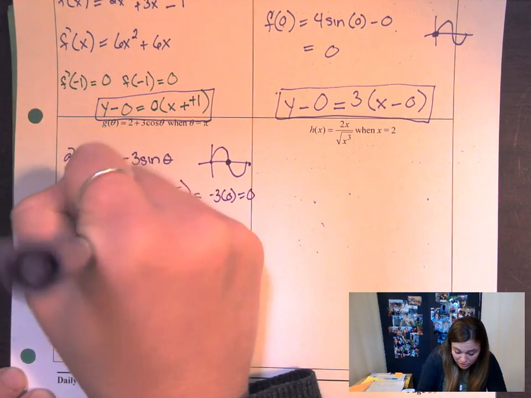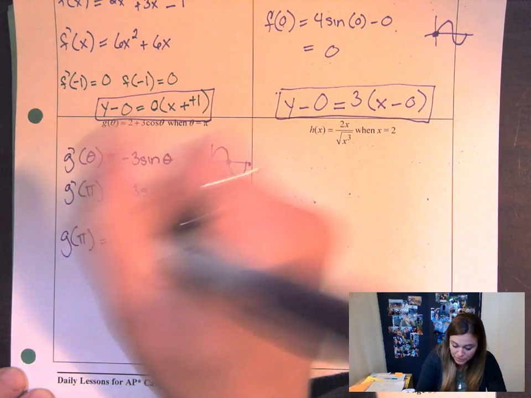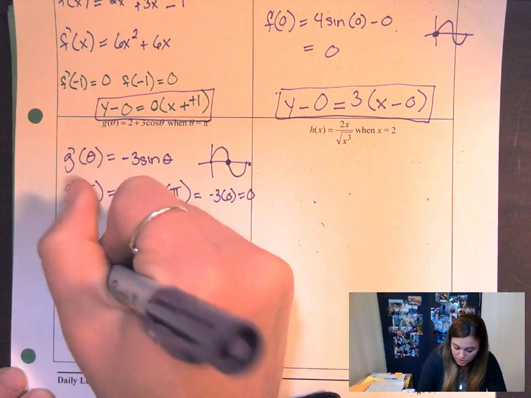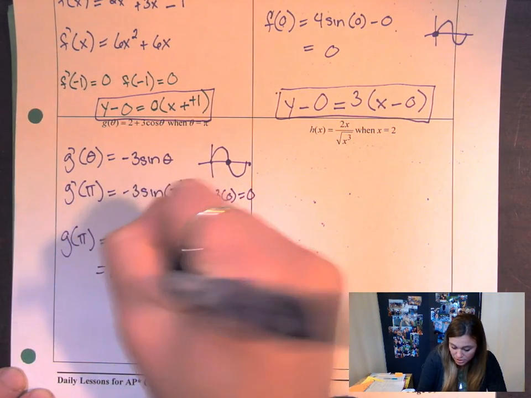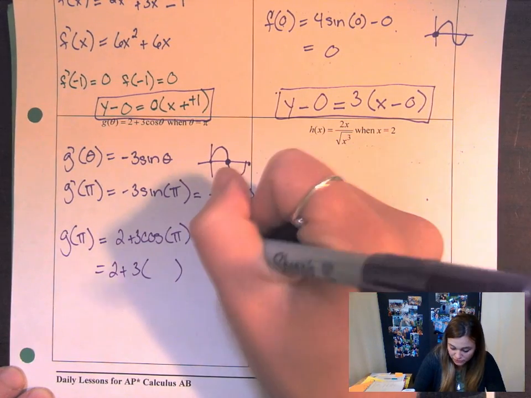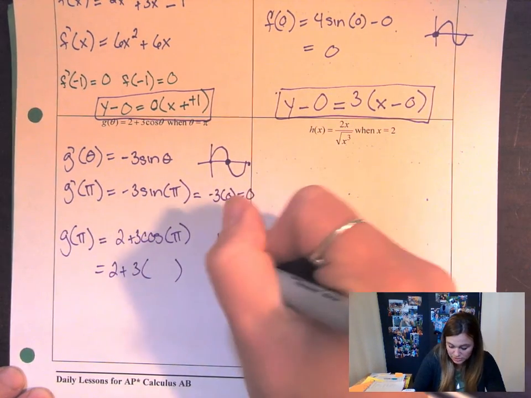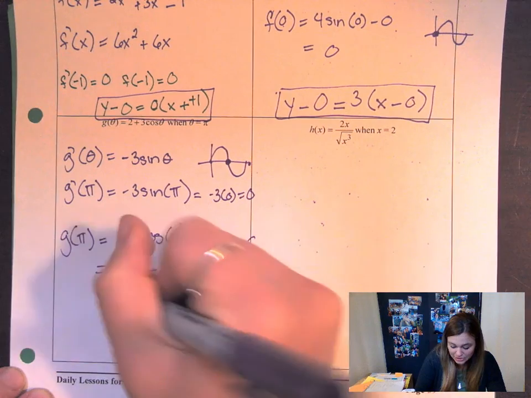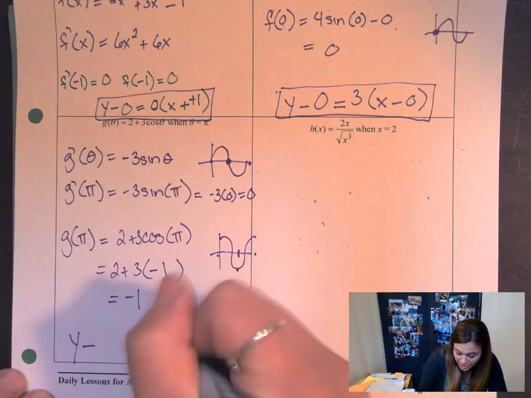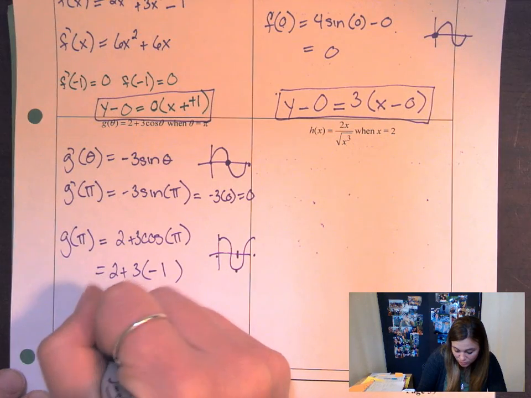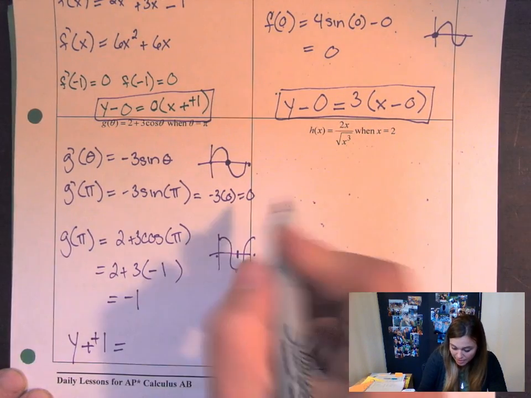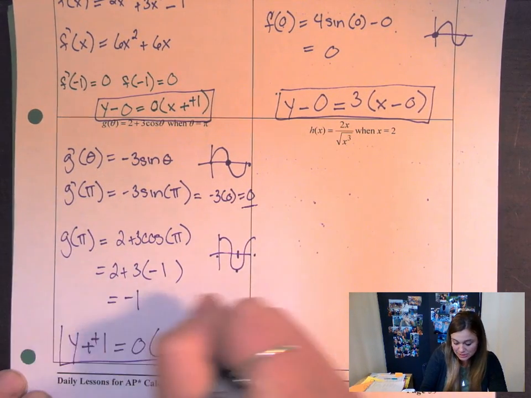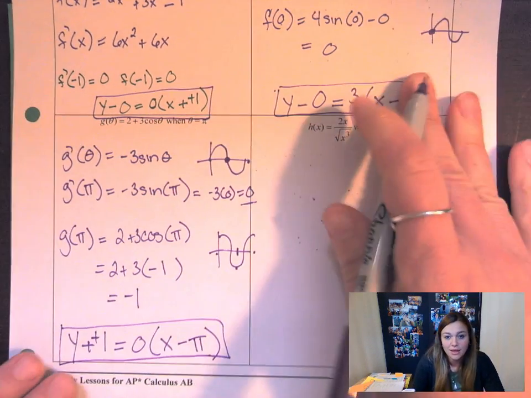G of pi will give me my point since I need a slope and a point. So I've got 2 plus 3 cosine of pi. I'm thinking about my cosine curve from 0 to 2 pi, so halfway there would be at negative 1. 2 minus 3 is negative 1. So I get y minus y1, which would be negative 1, so I can say plus 1, is equal to m. My slope was 0. Times x minus my x1 value, which would be pi. Okay, let's do another one.